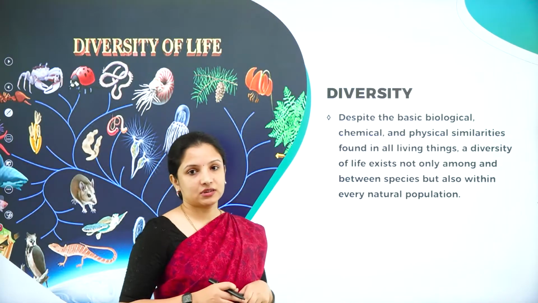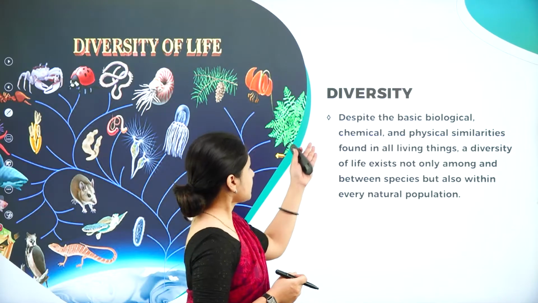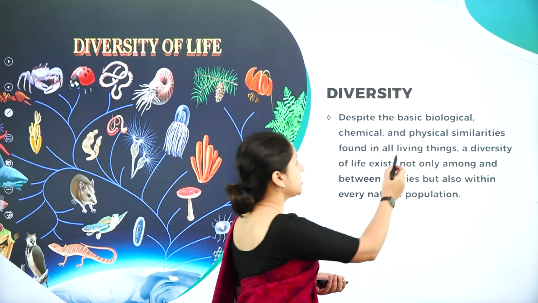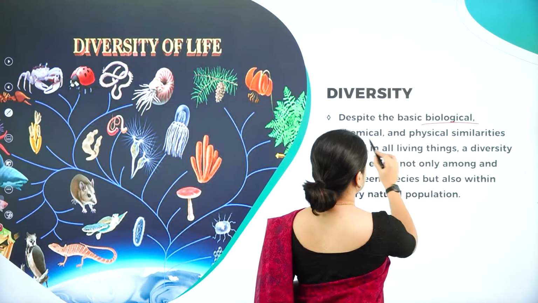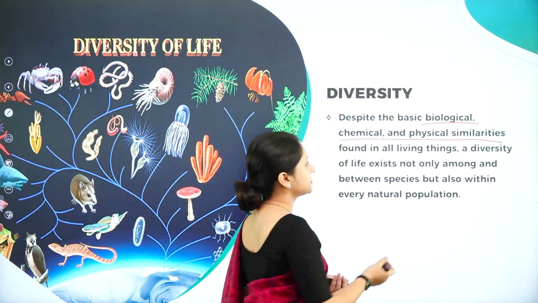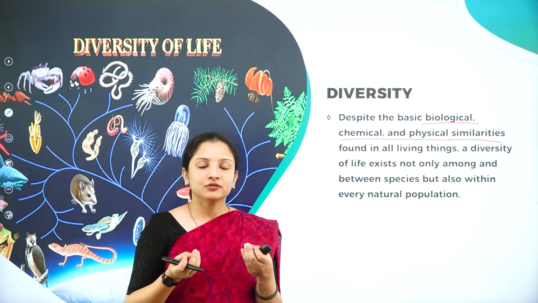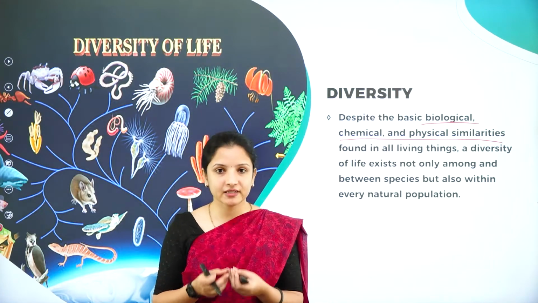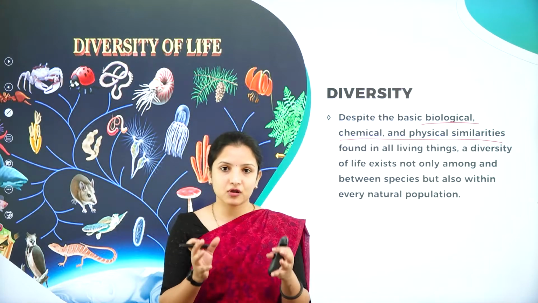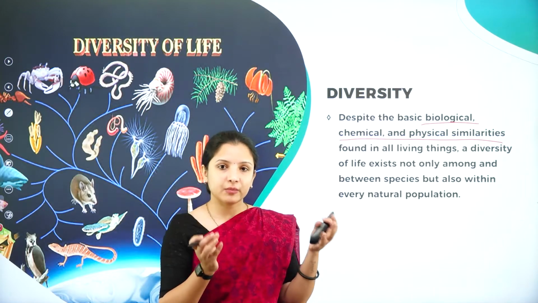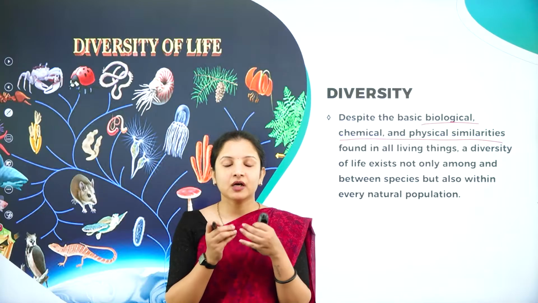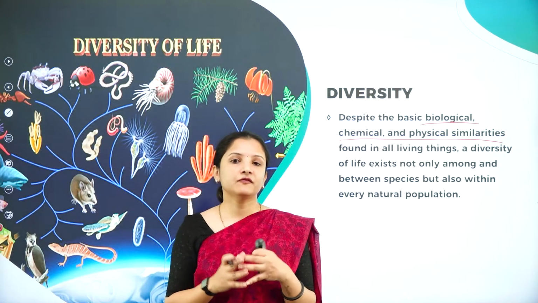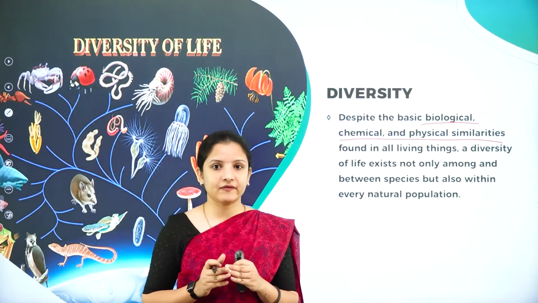Next is diversity. As we had studied, though the biological, chemical and physical similarities are there in almost all the organisms, take fishes. Fish have scales on their body, they have fins, they have gills, right? That is the physiological, biological or chemical similarities that they have. But are all the fishes the same? There are different varieties of fishes that are available.